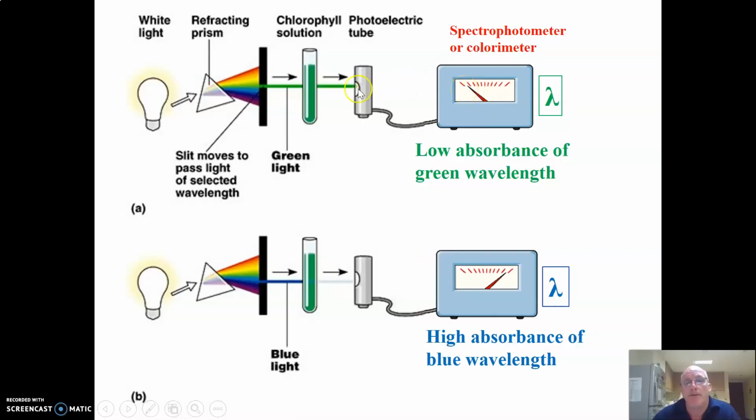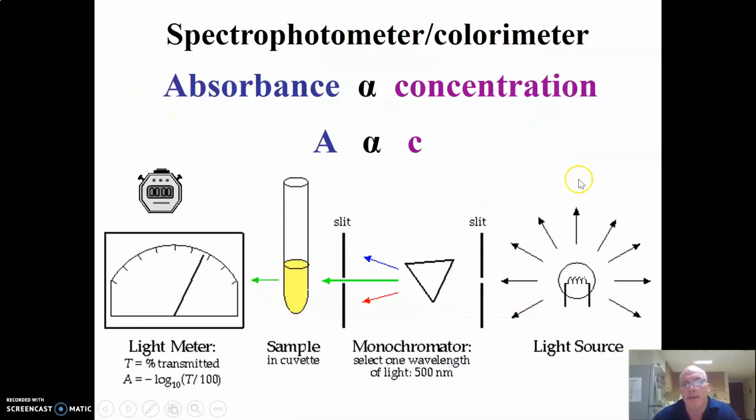Okay. The green wavelengths here are not absorbed. If you select blue, then blue is absorbed. That's why it's green. So the absorbance, look on the meter here, the absorbance is very high. It absorbs the blue wavelength. Okay, so that's the basis of using a colorimeter or a spectrophotometer. So there we are: white light source, skinny beam, select your wavelength. Here's your sample, and you can measure the absorbance like that.